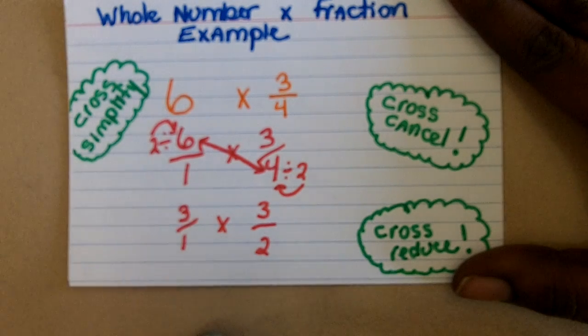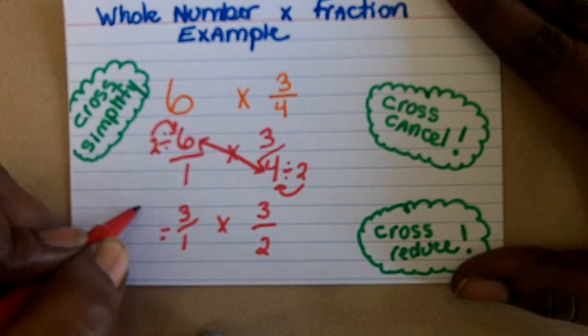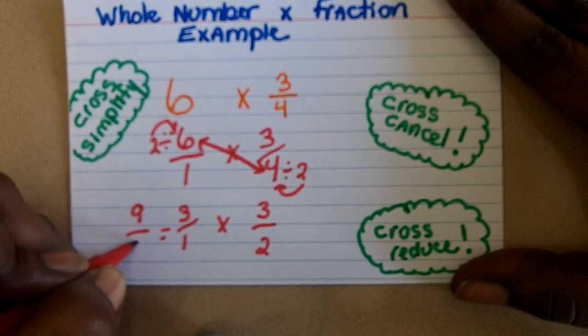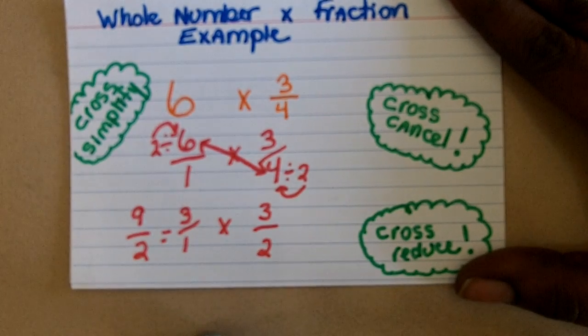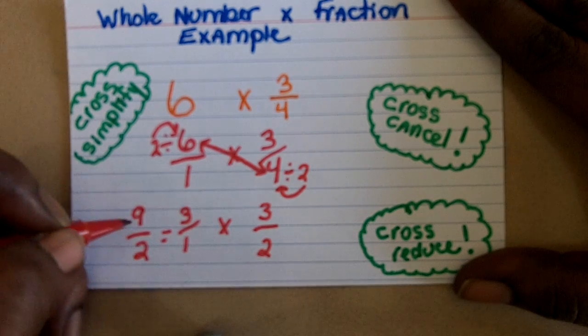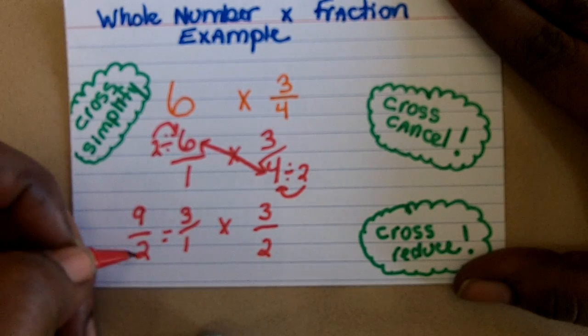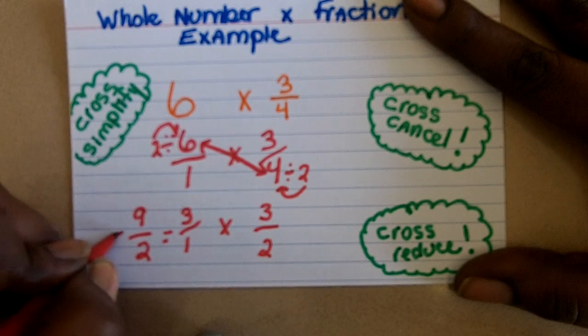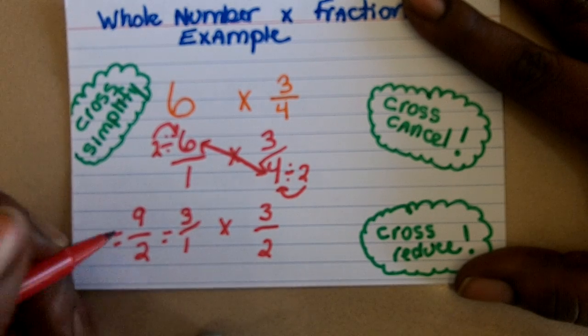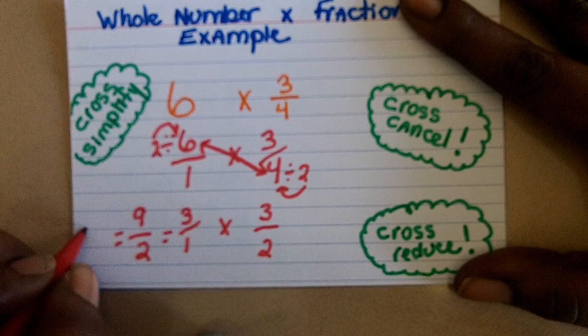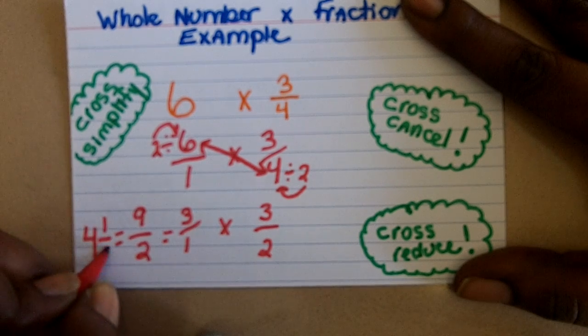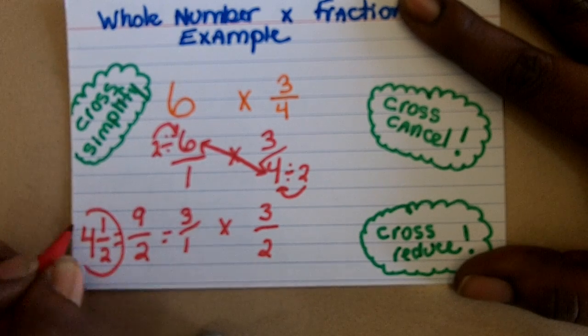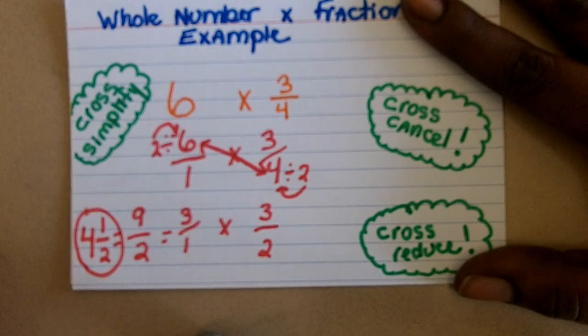And by doing that, I've made my numbers much smaller so that when it's time for me to multiply my numerators and then my denominators, I have a much smaller answer to work with, which is 9 over 2. If I wanted to take it a step further and simplify that, 2 goes into 9 4 times with 1 left over, making my final simplified answer 4.5.